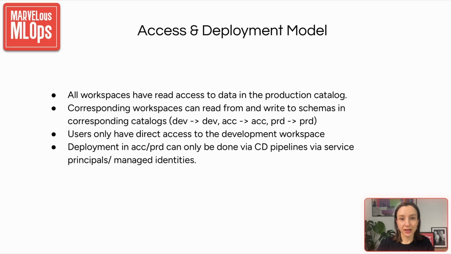Each workspace can only write to its corresponding catalog. So dev would write to dev, acceptance to acceptance, and production to production. Importantly, users only have direct access to the development workspace. This keeps things safe and contained during experimentation. When it comes to deploying anything to acceptance or prod, that can only happen through continuous deployment pipelines, so no manual pushing, which ensures security and traceability via service principals or managed identities.